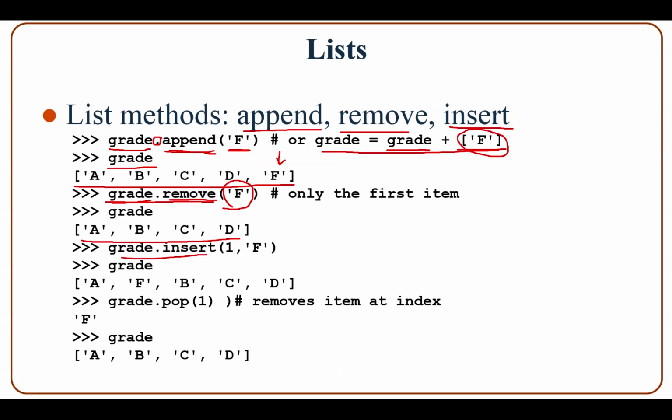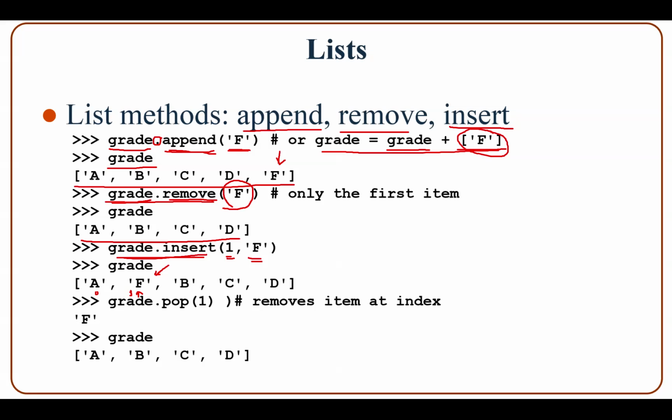Insert, you want to insert. Using the insert method, you type in grade.insert, and then the position or the index that you want to insert, and the value. So insert F at the position 1, right, or the index 1. This is 0 and this is 1, right? So here you have the newly inserted element.